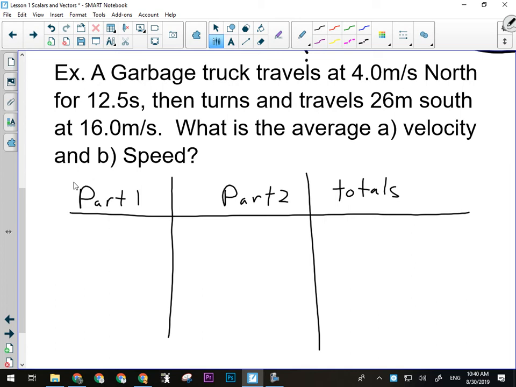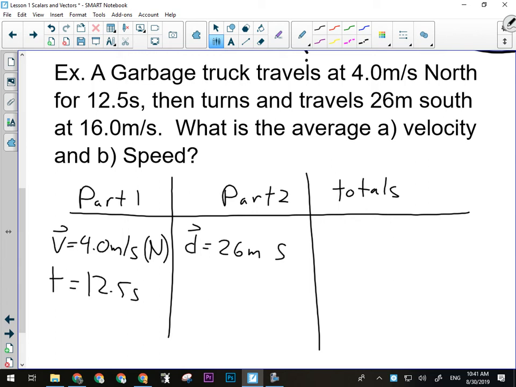Anytime you tackle a physics problem, the first thing you want to do is write down the information given to you by the question. We typically call that your givens. So I'm going to write down my givens. For part one of the trip, I know that the velocity is 4.0 meters per second north. I also know that the time for part one is 12.5 seconds. For part two, I know that the displacement of the truck is 26 meters south, and I know that the velocity is 16 meters per second south.